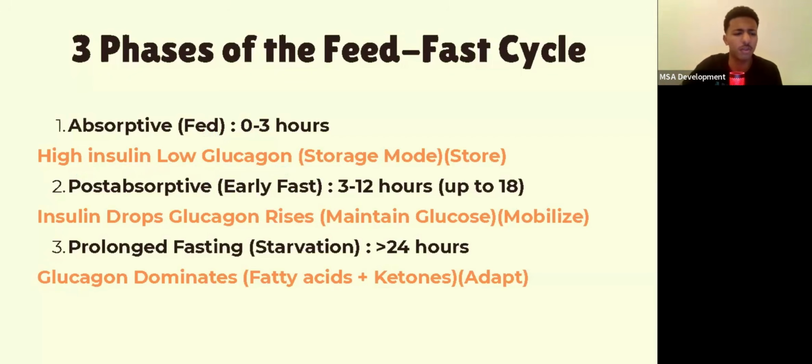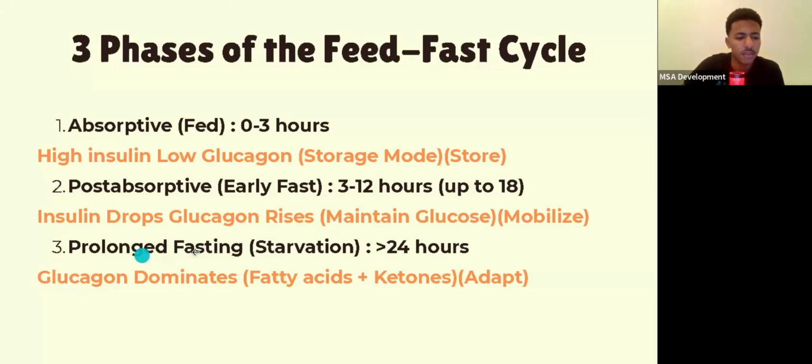glucose, fats, whatever. And then in stage 2, the post-absorptive or the early fast stage, it's going to be 3 to 12 hours or maybe even up to 18 hours after your meal. In this stage, insulin drops, glucagon rises. So the ratio of insulin to glucagon is going to decrease a little. And the main aim of this is to maintain the blood glucose and to release some glucose into the blood. Okay?